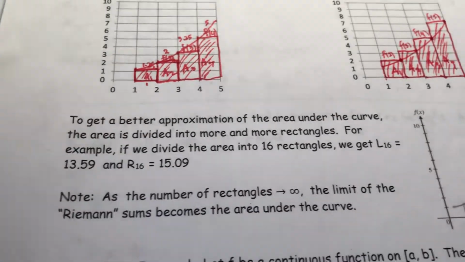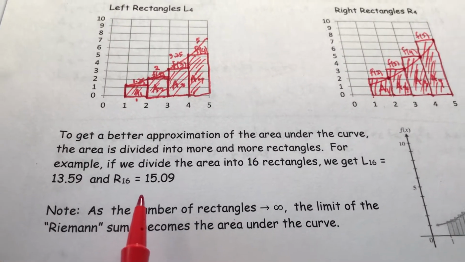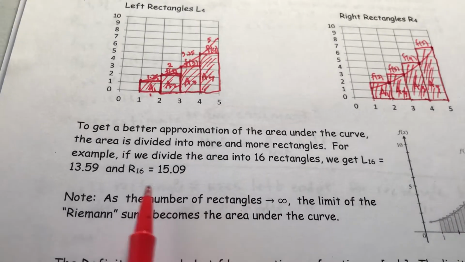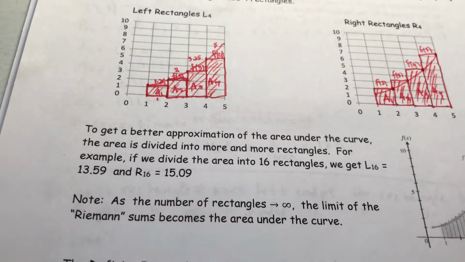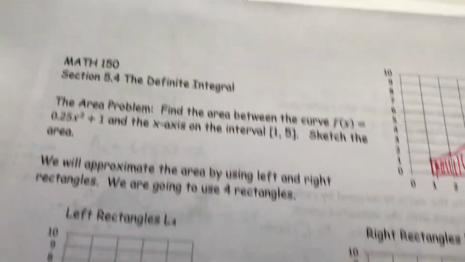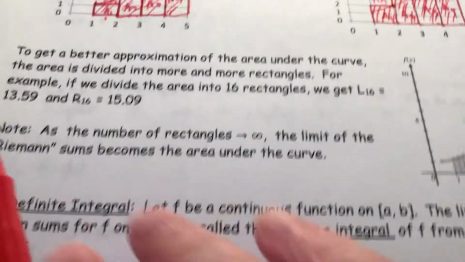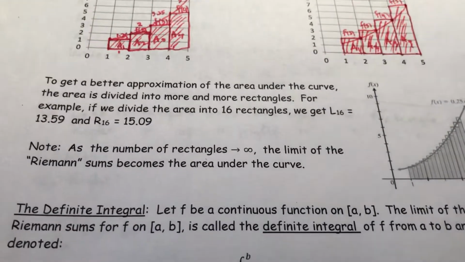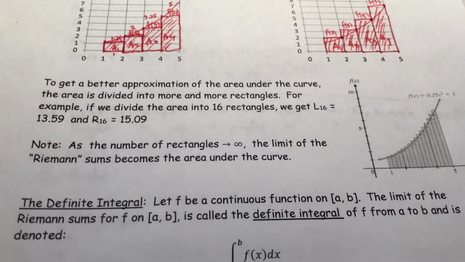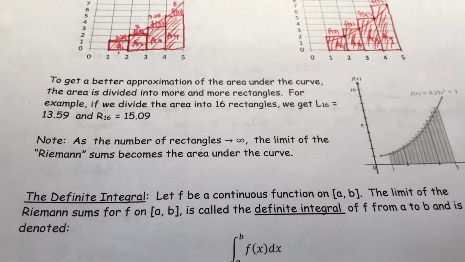So we know that we have a better approximation using 16 subdivisions or 16 rectangles. Before, we had it between like 11.5 and 17.5. Now it's better. We're getting closer to the true area. As a matter of fact, as the number of rectangles approaches infinity, so we have infinitely many rectangles, the limit of what we call the Riemann sum becomes the area under the curve. All right, so that is the idea.